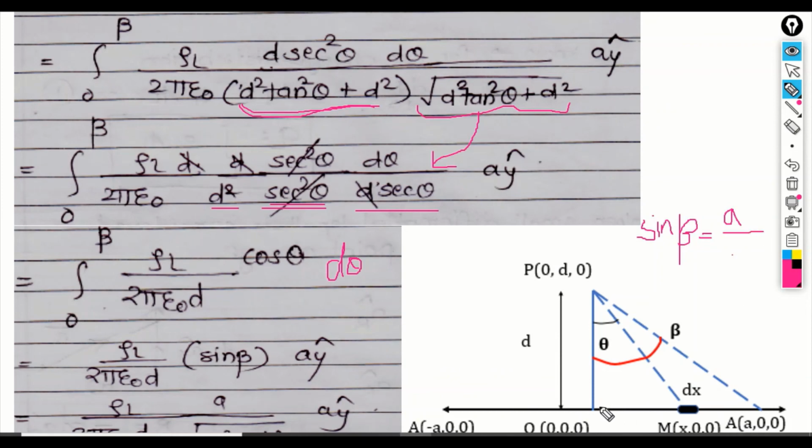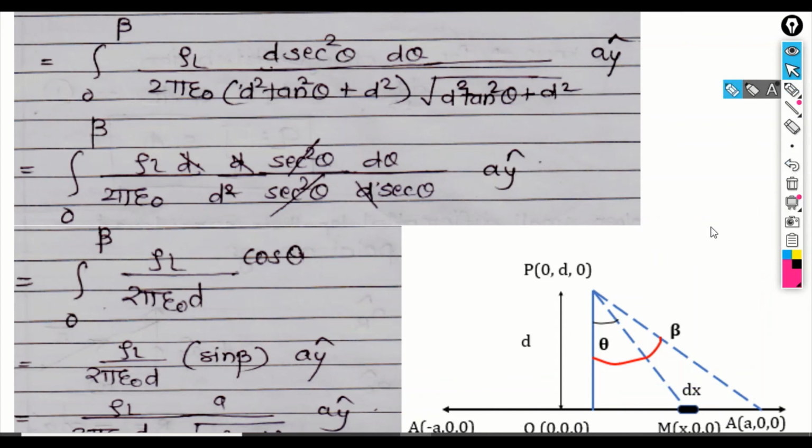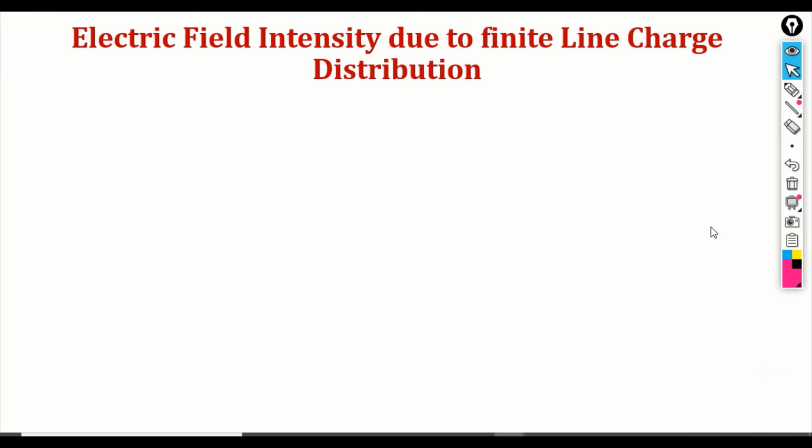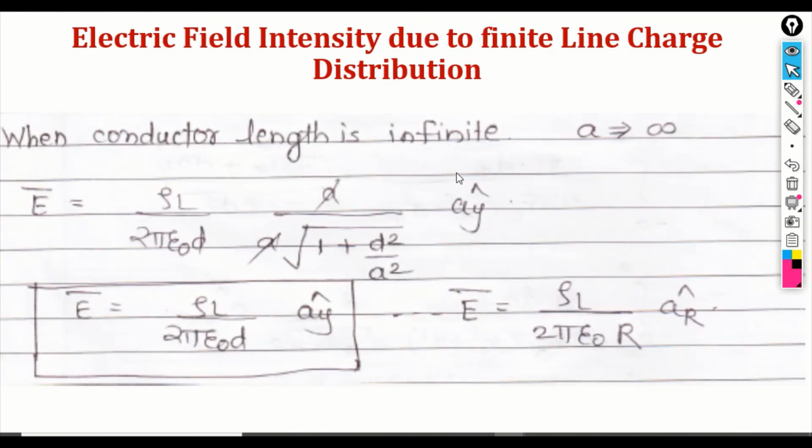You can observe this side is my A. So if this side is A and the adjacent side is d, the diagonal will be under root a square plus d square. So substitute the value of sine beta as A upon under root a square plus d square, and that will be my final expression for electric field intensity. So you got the expression.